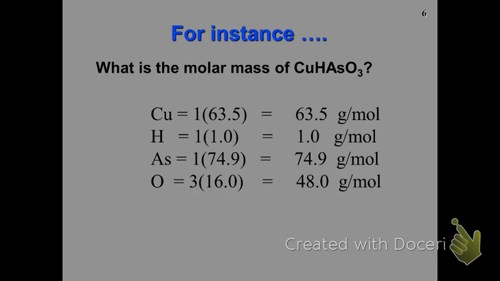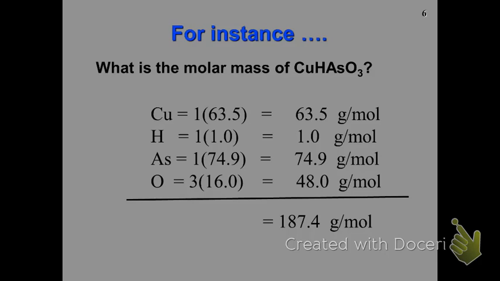So you multiply those by 16. You add all those numbers up, and you get 187.4 grams per mole. Again, remember the units. So you get 187.4 grams per mole. Now, the only reason we learned how to do molar masses is so that we can then do what we studied yesterday, which is converting between grams and moles. So let's take a look at that.